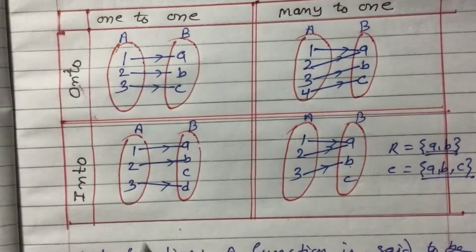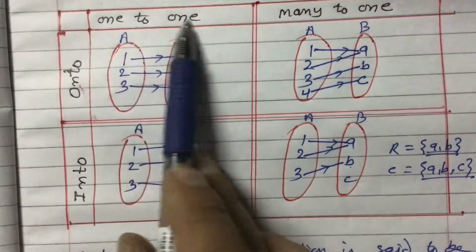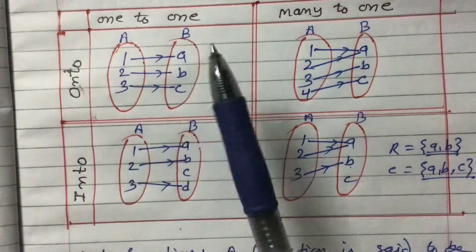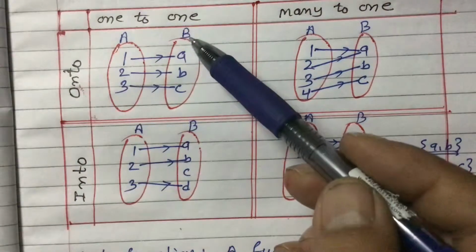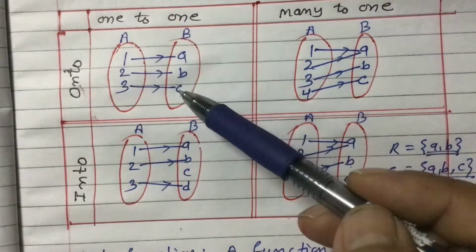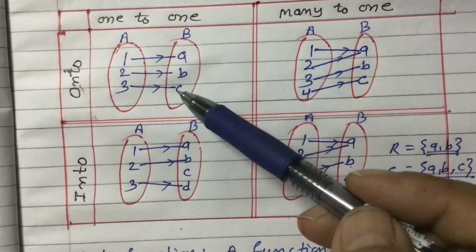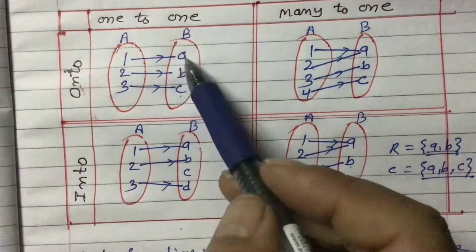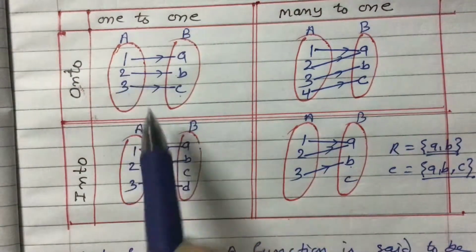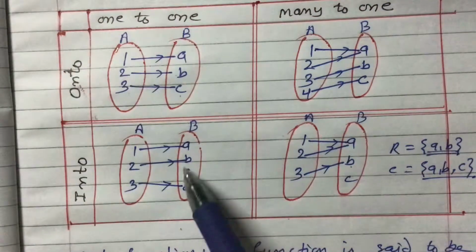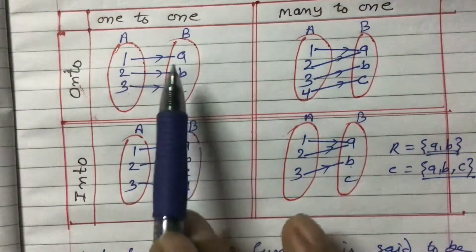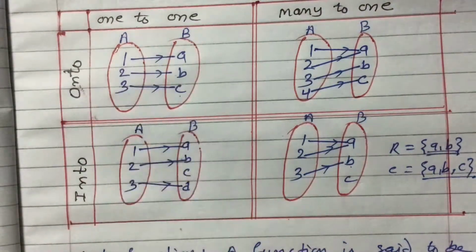Look at these two examples again. One-to-one function. See, this is one-to-one, this is also one-to-one. If you look at here, in this case, codomain contains A, B, C. Every element of range, A, B, C, are elements of range also. Every element of range has only one pre-image in the domain. Here also every element of range has only one pre-image in the domain, then the function is called one-to-one function.